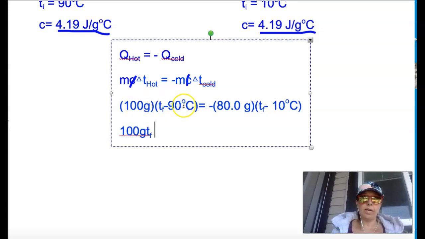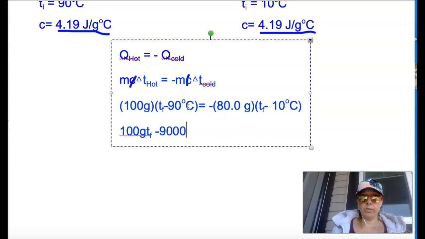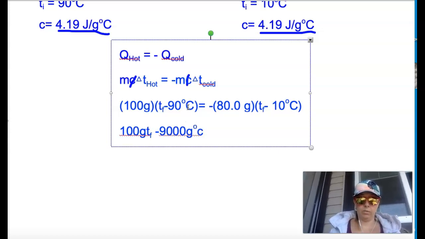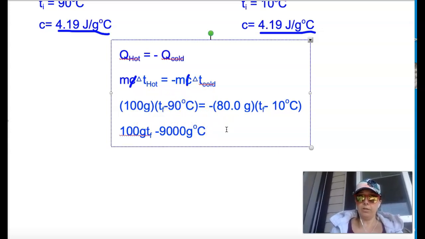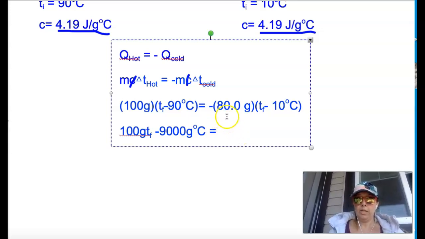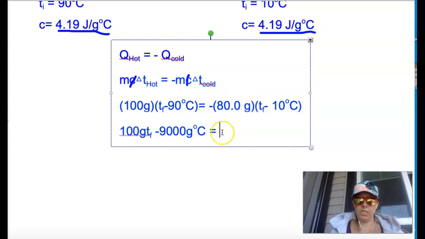Okay, then 100 grams times negative 90 is going to give me minus 9,000. This is going to have units of grams degrees C, right? Because we multiplied the grams here by the degrees C's over here. I left that in superscript. Okay, so this is going to equal, don't forget about the negative that's at the front here, so negative 80 times TF. So I'm going to have negative 80 grams TF.